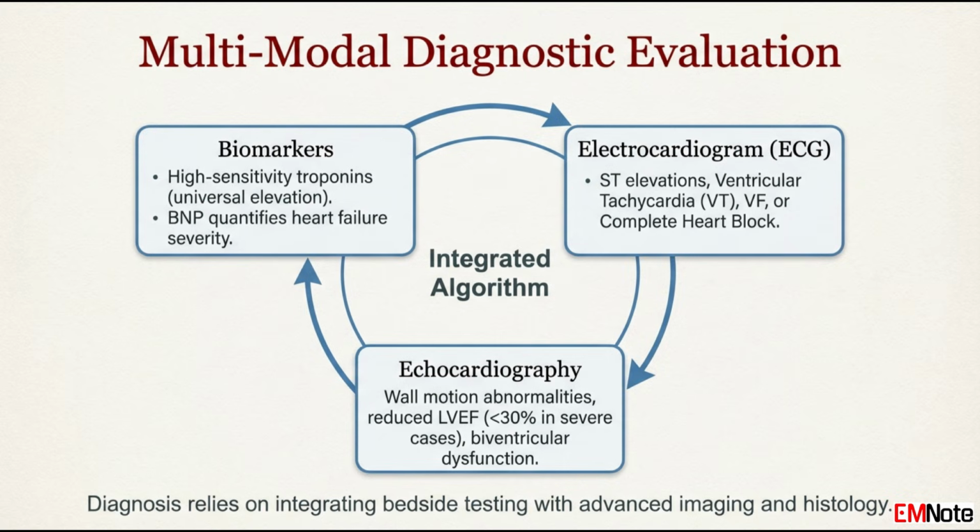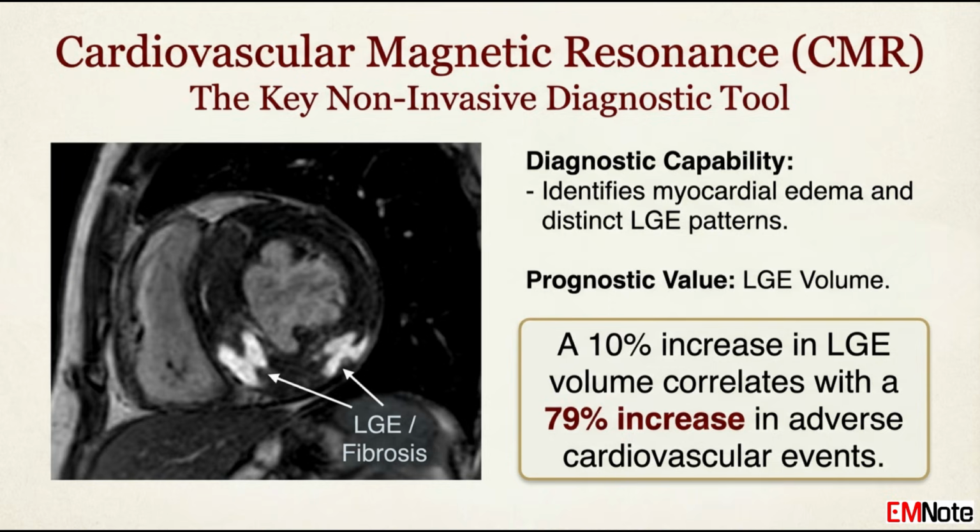Imaging is the next step. What's the non-invasive tool of choice? Cardiovascular magnetic resonance, CMR. And we're looking for two specific things. Myocardial edema and late gadolinium enhancement, LGE. LGE isn't just a pretty picture, it's a predictor.